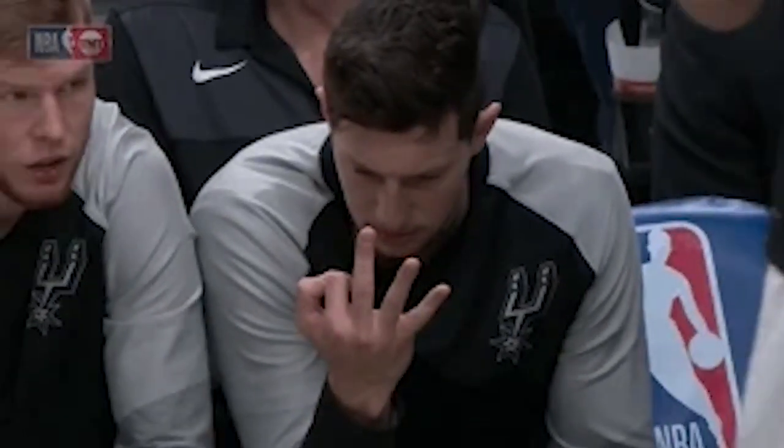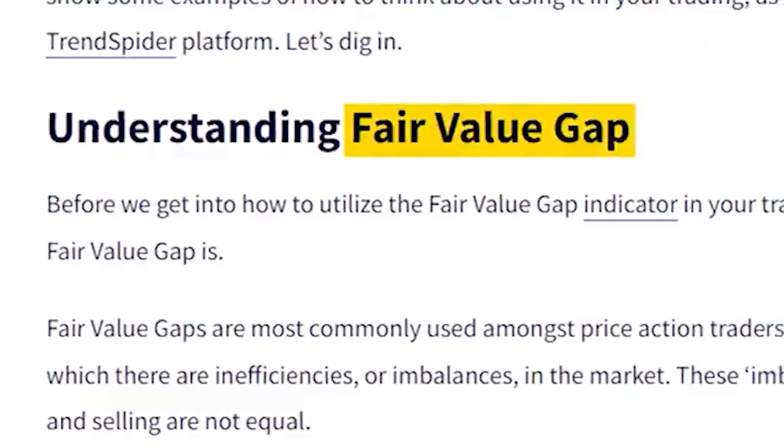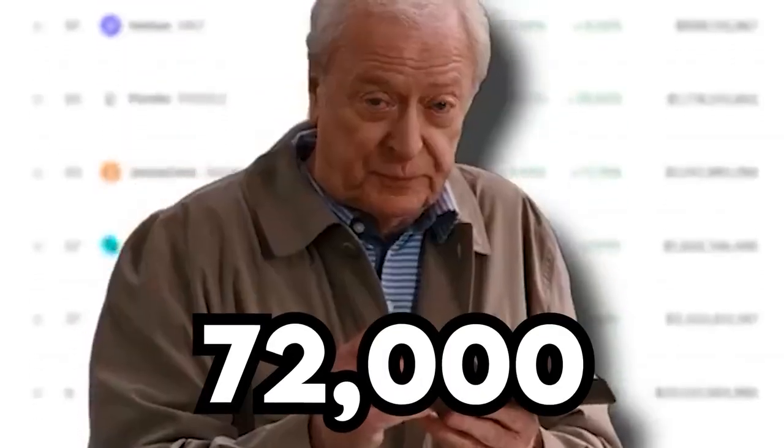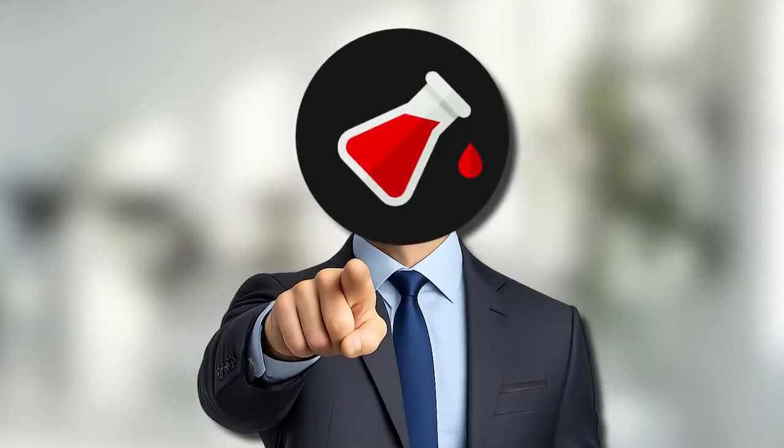Which brings us to step number 3. Usually while price does this break of structure, it'll leave behind a fair value gap. Now, I've explained what a fair value gap is like 72,000 times in previous videos, so I'm going to assume you know what that is.